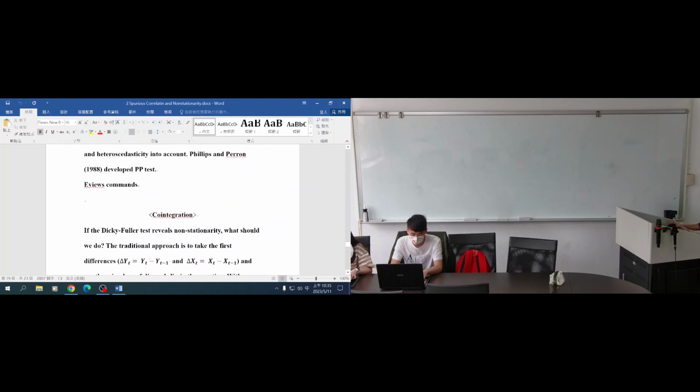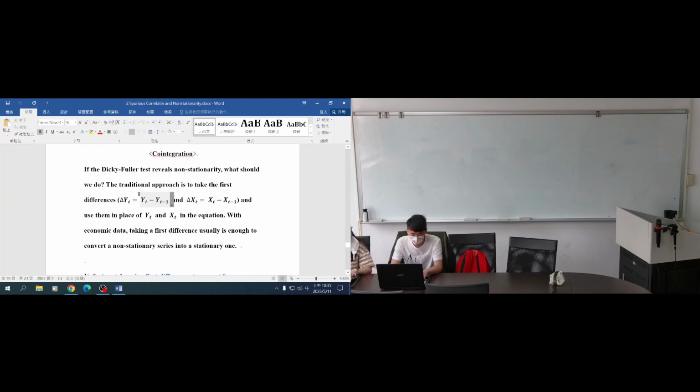Co-integration. Okay, let's see. This is covered in our textbook. And look at this one. After we do this Dickey-Fuller test, and we find out that it is non-stationary, then what should we do? For regression analysis, we do need the variables to be stationary, both the y variables and the x variables, all of them.